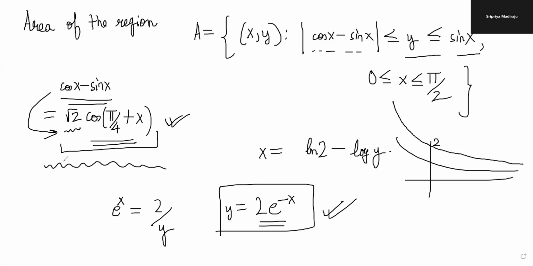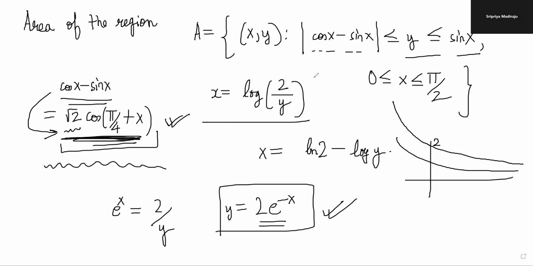Yes, I have modified it and I have made it like this, and now it is very obvious. I'm not going to try to take the cos x graph and sin x graph and subtract values to try to predict what it will be. And if they have given me x is equal to log of 2 by y, I'm not going to try to draw the graph of this directly, obviously.